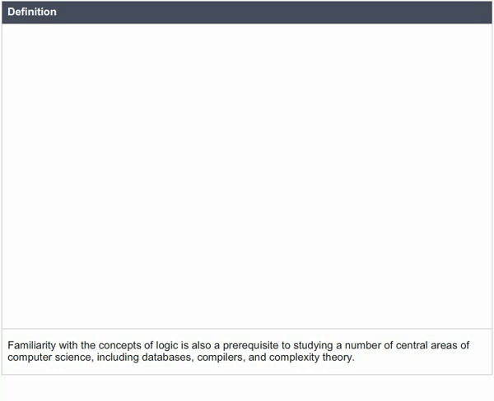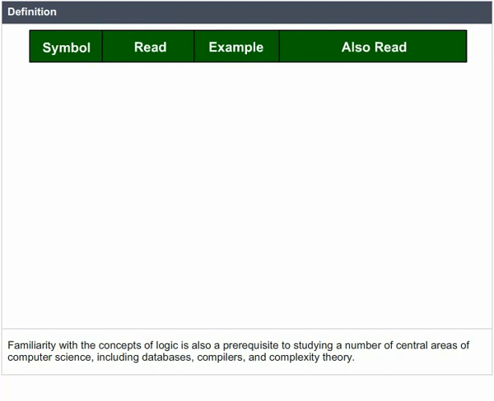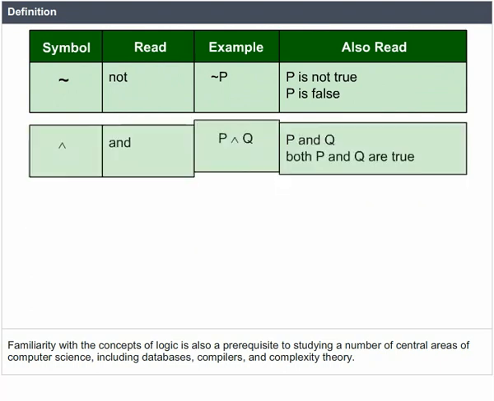We're going to see the table. The table has four columns. First column: symbol, second column: read, third column: example, fourth column: also read. We're going to read row by row. First row, we read the symbol as not. Example, not P, that is called not P. We read it as, P is not true, P is false.